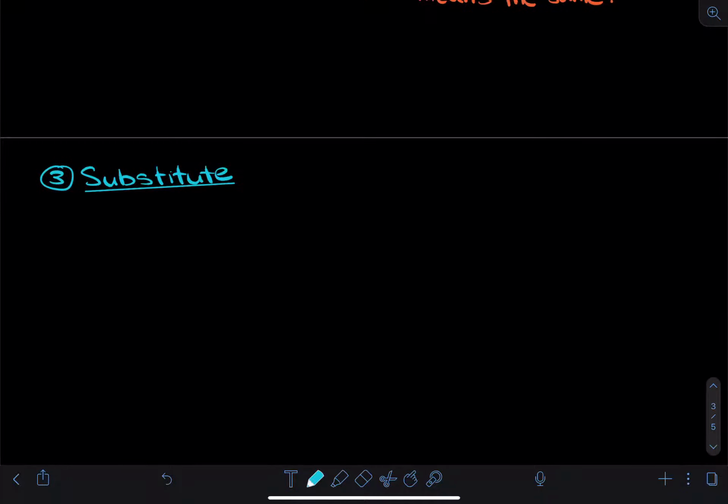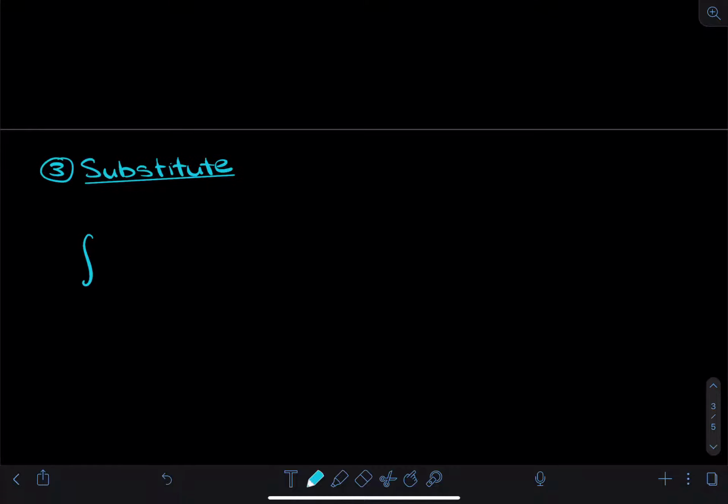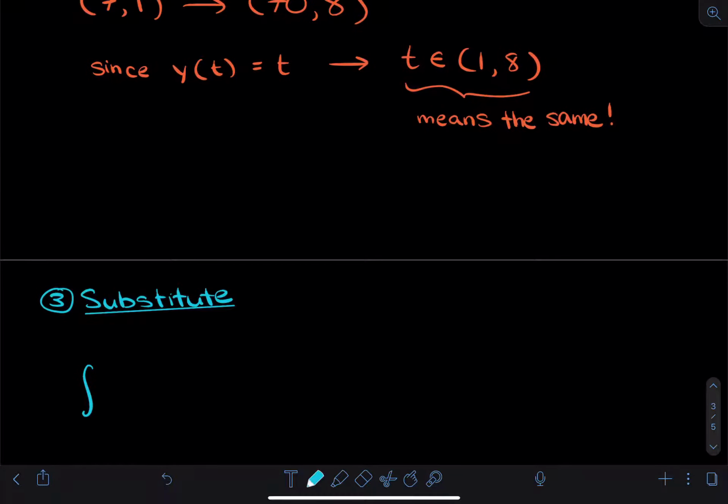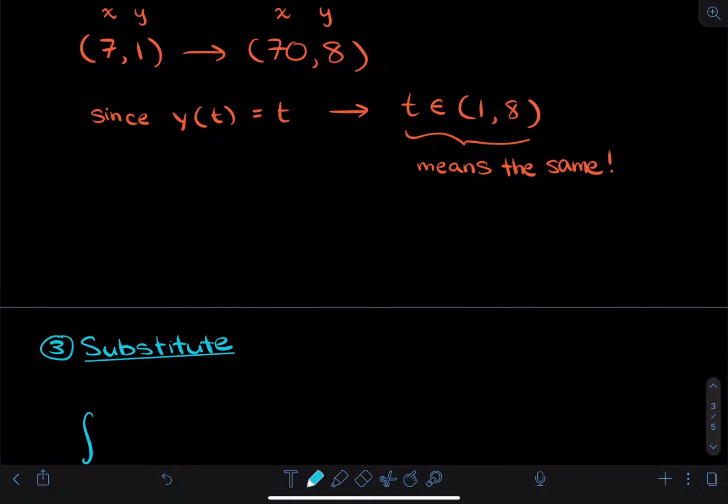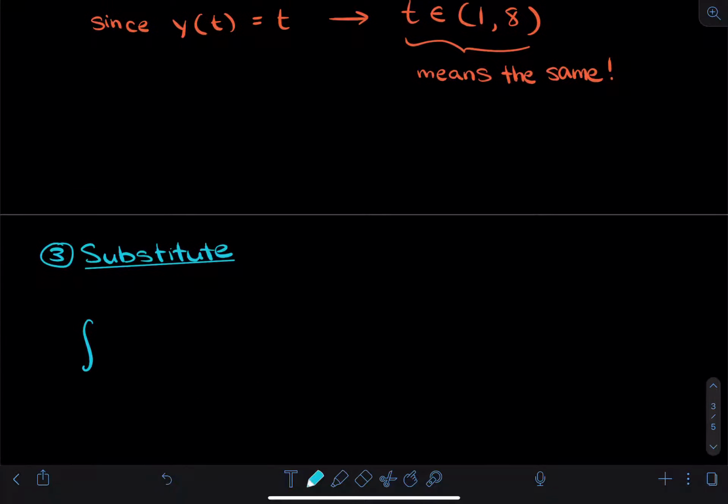So, remember, we're going from a line integral to a definite integral. So, the first thing here, we want to rewrite our bounds. We just talked about it here. We're going from 1 to 8. So 1 to 8.